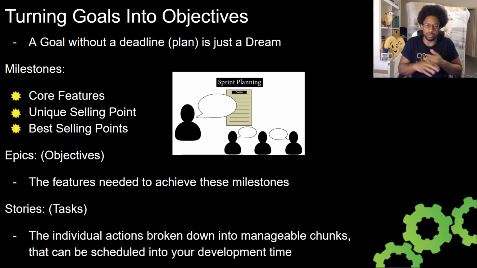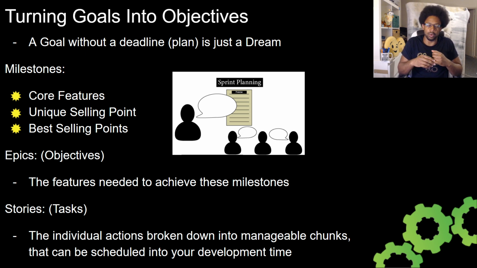Once you've established what your unique selling point is, and once that has been completed and implemented, you've reached a new milestone. Then you have your best selling points. Now, best selling points can be numerous. Generally speaking, I would expect to see at least 2 or 3, but the size of the game and the scope of the game might vary.